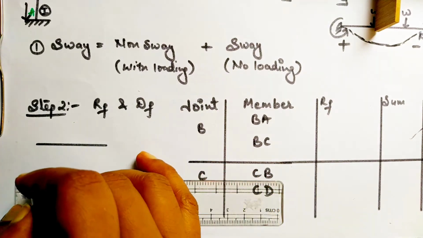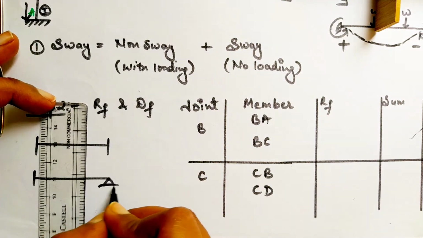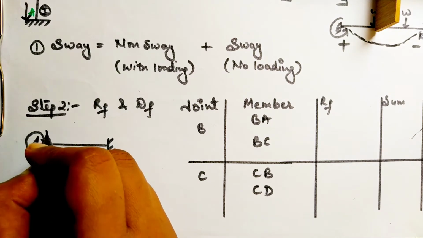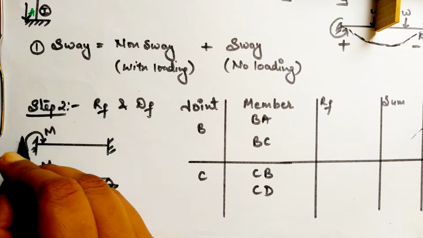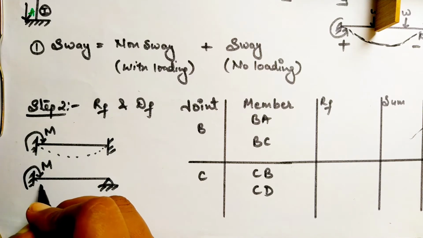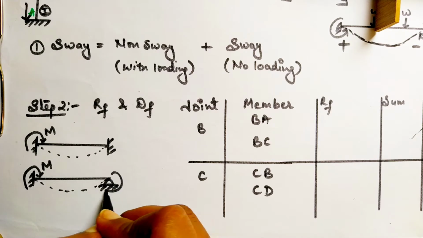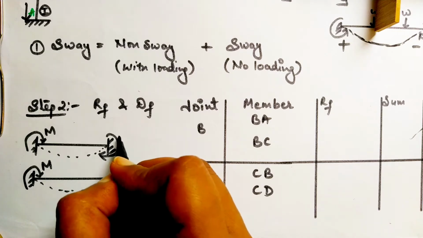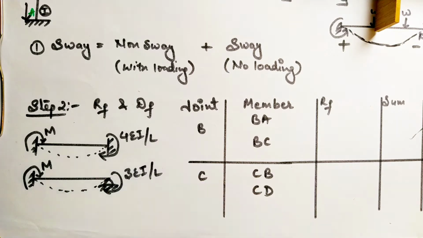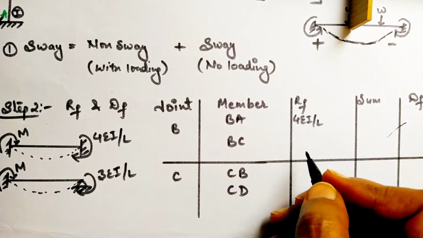Let's understand this. If we have a fixed joint, or a fixed and a hinge kind of joint, and a moment is applied onto the fixed end, the amount of resistive moment that occurs at the other end will be equal to 4EI by L in the case of fixed, and 3EI by L in the case of fixed and hinge. We will be using these formulas.